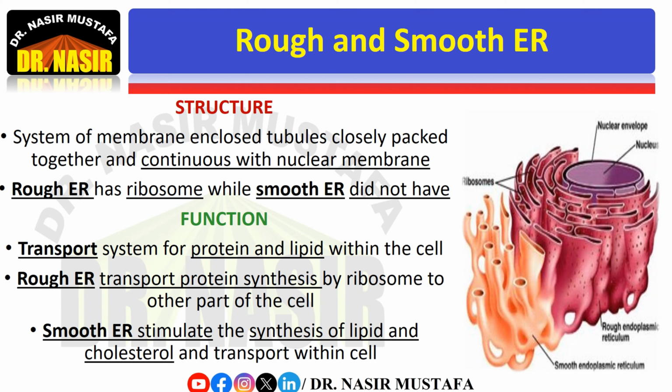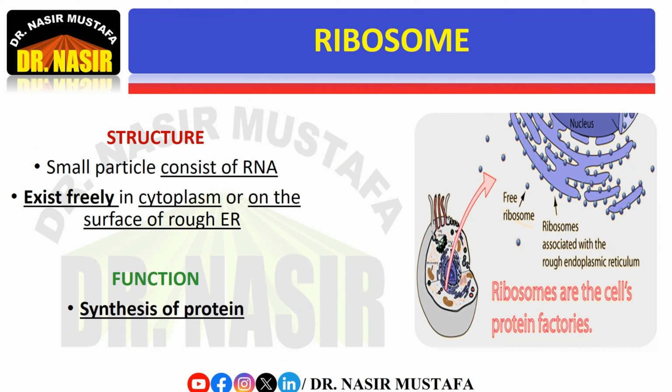Attached, while the smooth ER does not. Function. The ER acts as a transport system for proteins and lipids within the cell. The rough ER transports proteins synthesized by ribosomes to other parts of the cell, while the smooth ER is involved in the synthesis of lipids and cholesterol and their transport within the cell.